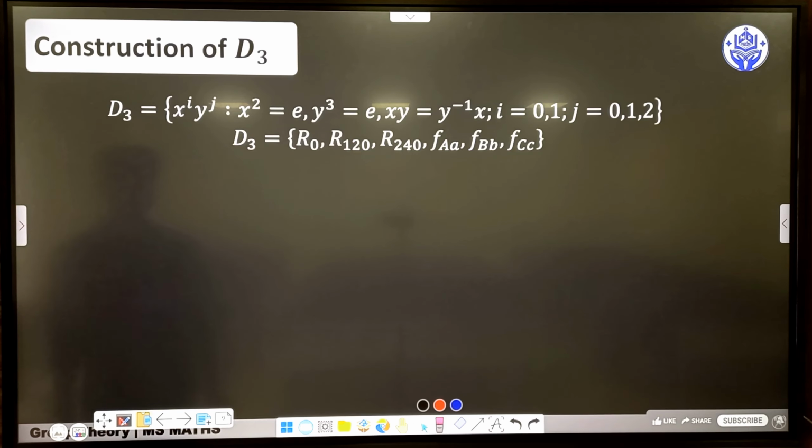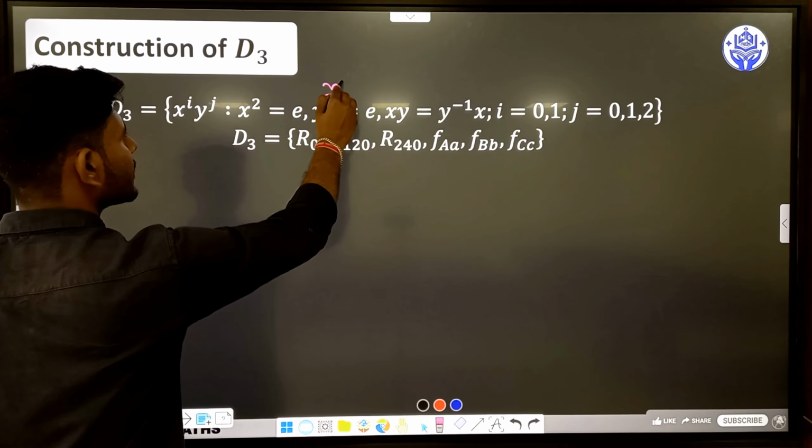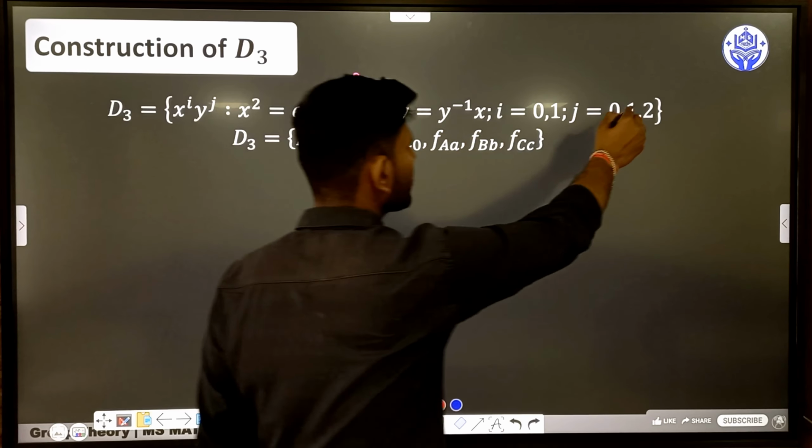Next, coming to D3. This is the definition. Because of that, here n is 3, up to n minus 1.